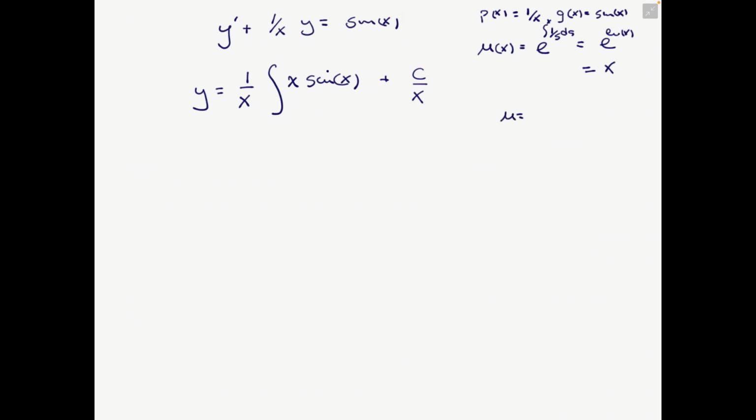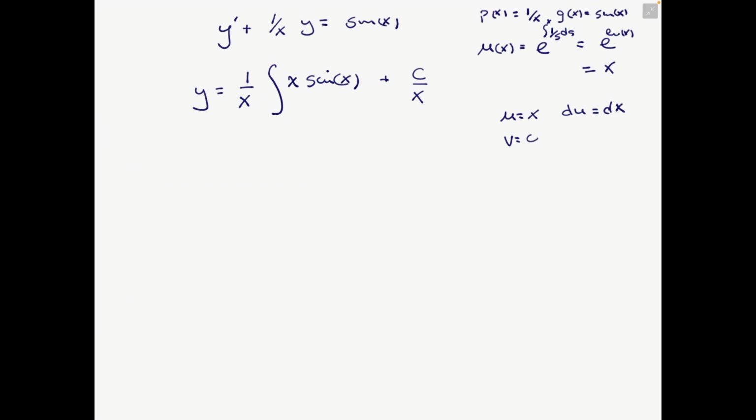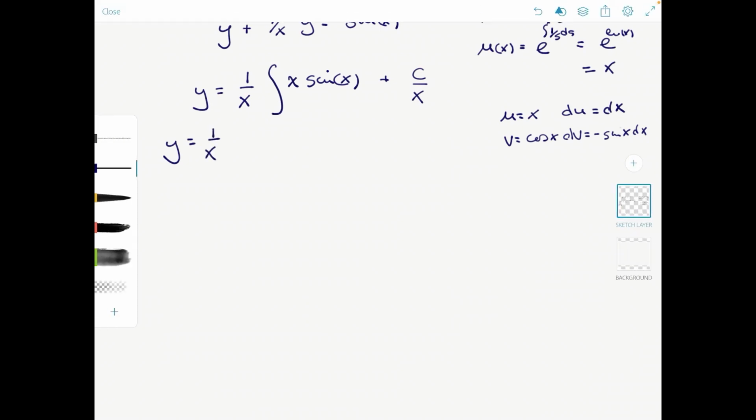And we use integration by parts, so u equals x, du equals dx, and v equals, let's go with cosine x, and dv equals minus sine x dx. All right, so here we go. We got y equals 1 on x.